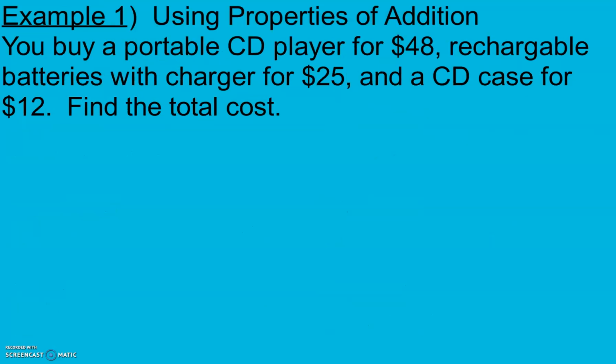In example 1, it says you buy a portable CD player for $48, rechargeable batteries with charger for $25, and a CD case for $12. Find the total cost. Well, here's a little spoiler alert. Total in math means we add them all up. So I'm going to take my CD player plus my batteries plus my case to get my total cost.